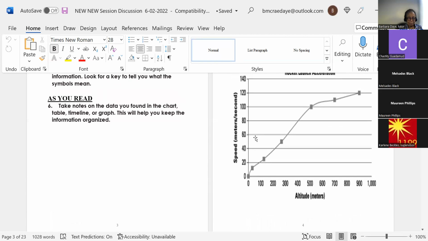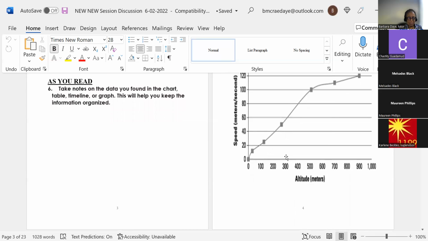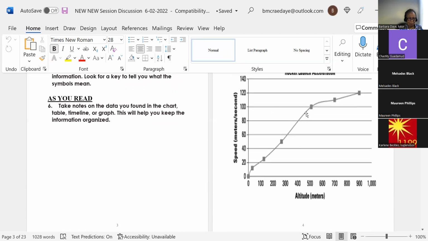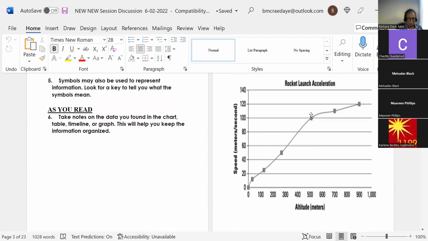When you say level up, I just go to the highest one and say you go straight across to 120 and that goes straight on to 900, so I choose that one. No, it says when it starts. At what altitude does the rocket speed begin? That's the start. So it begins to level off at 500, and then it keeps leveling off up to 900, right?